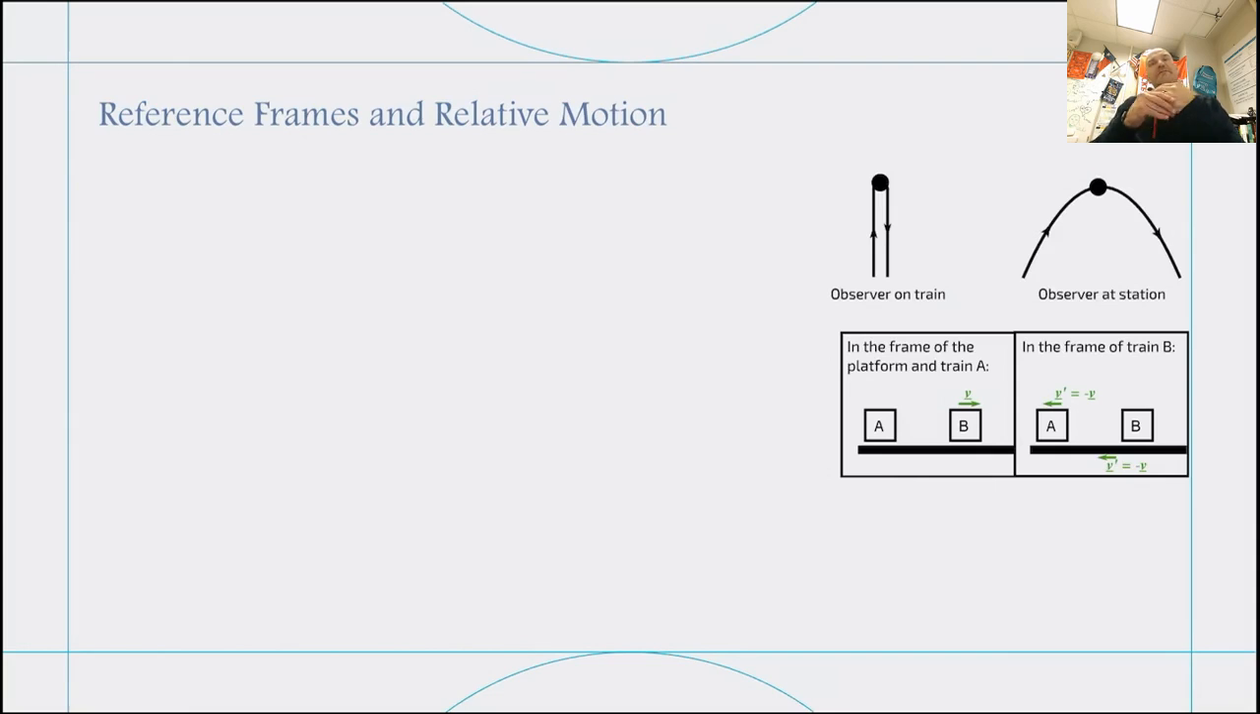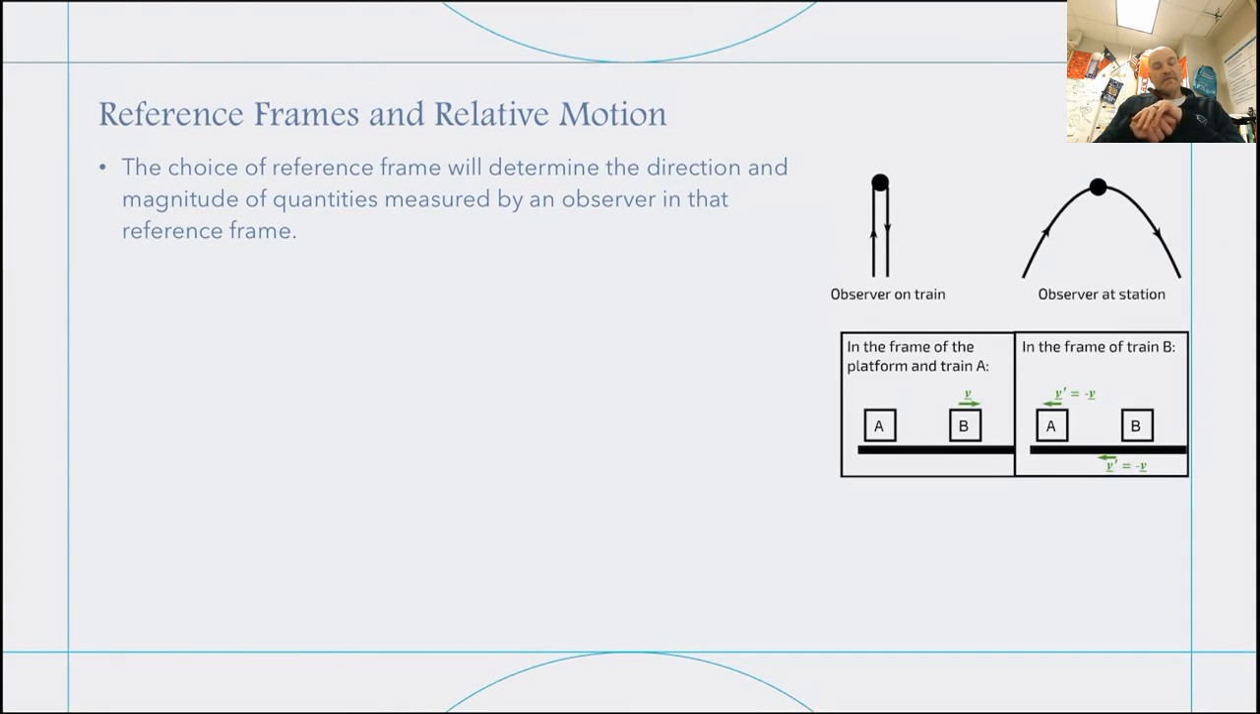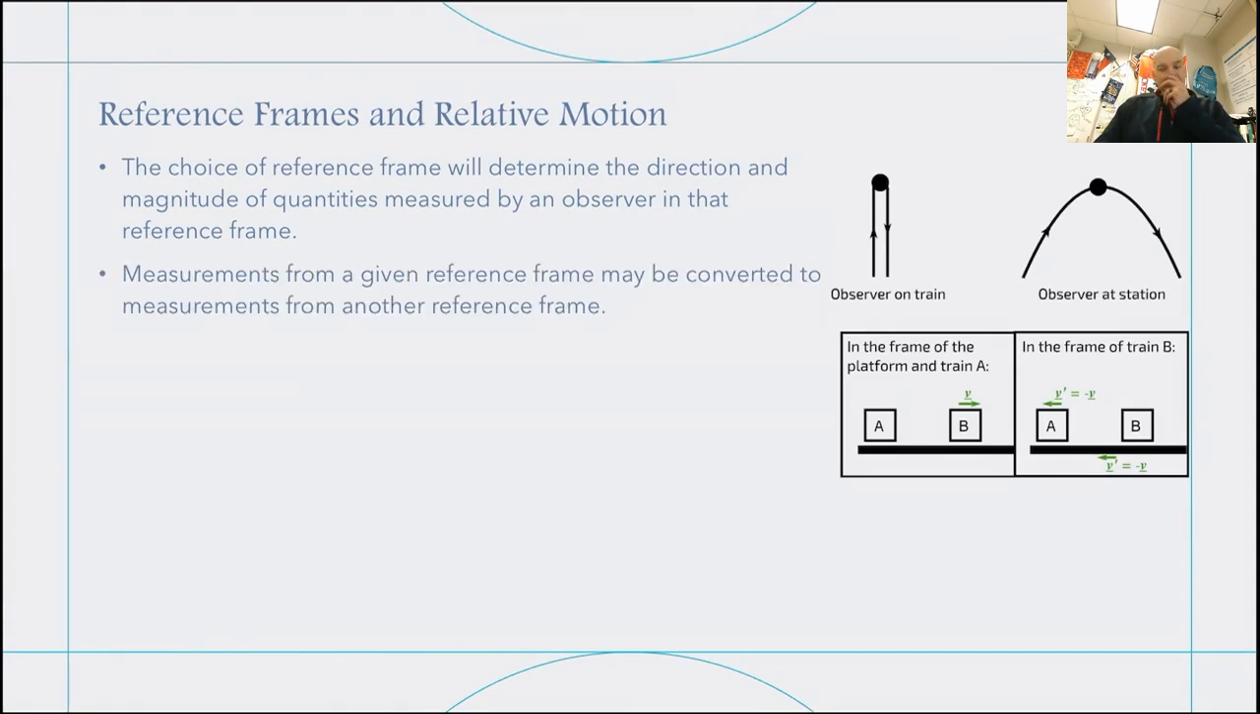So in the first video, we talked about that vector notation. A lot of times this is where you're going to see that in some of these questions. The choice of reference frame will determine the direction and magnitude measured by an observer in that frame. Measurements from a given reference frame may be converted to measurements from another reference frame.